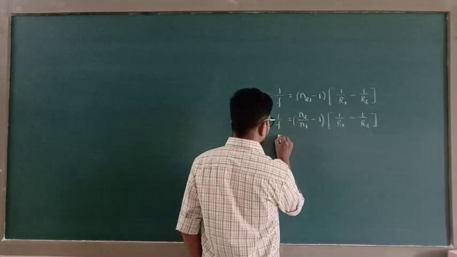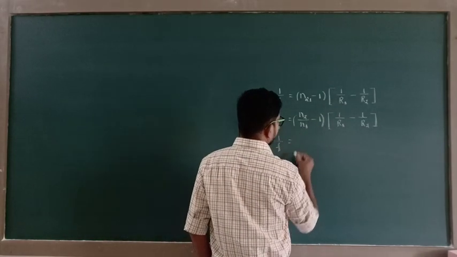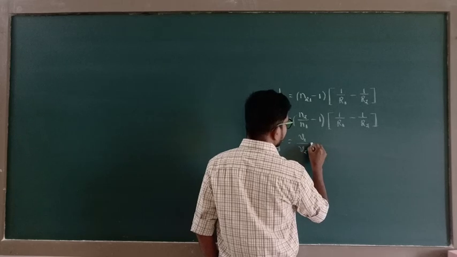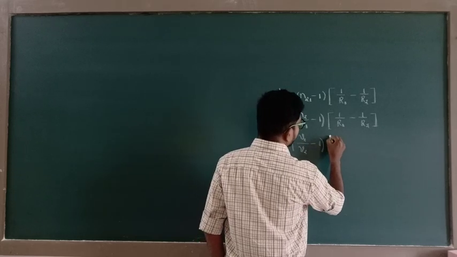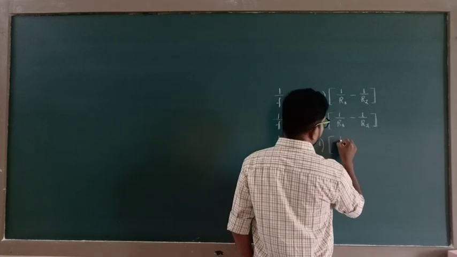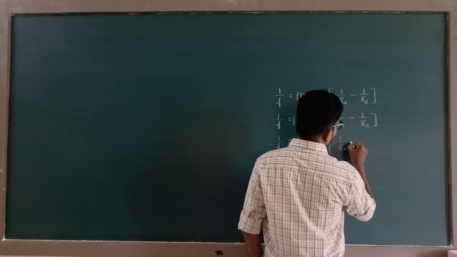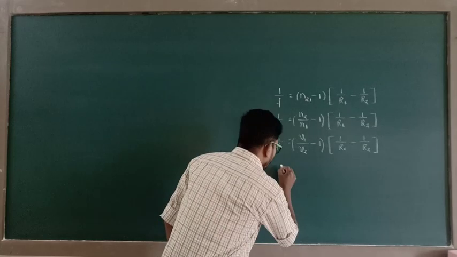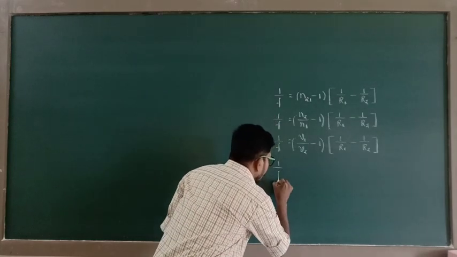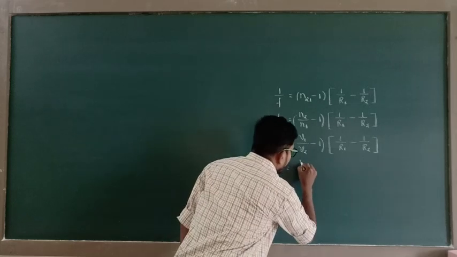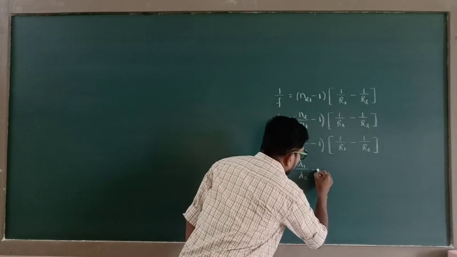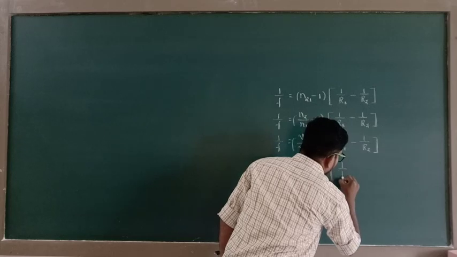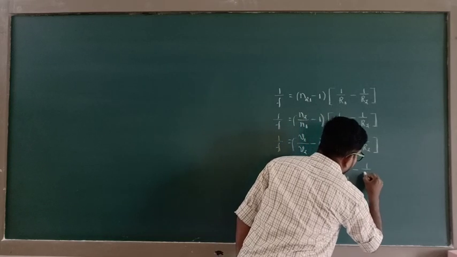Therefore 1/f is equal to, in the place of refractive index, I am going to write velocity of light in first medium to the velocity of light in second medium, minus 1, into (1/r1 - 1/r2). Or 1/f = (lambda1/lambda2 - 1)(1/r1 - 1/r2).